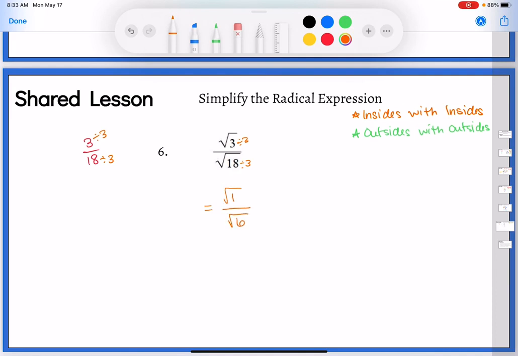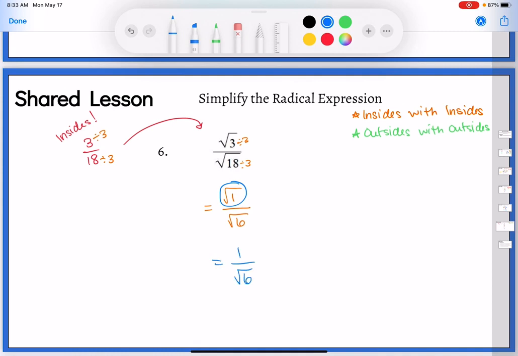All right. Now, the next thing that I would do is I would look for any perfect squares. The square root of 1 is one of those that hides in plain sight, right? What is the square root of 1? What times itself equals 1? Well, it's 1, right? So this would equal 1 over radical 6.